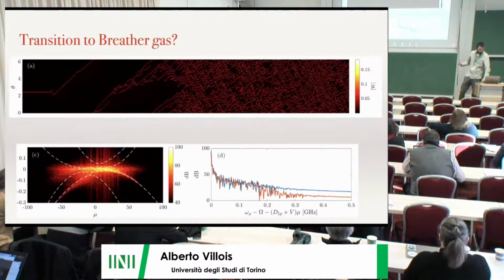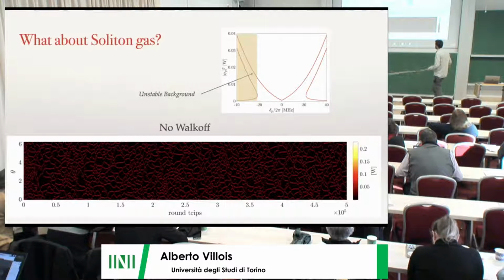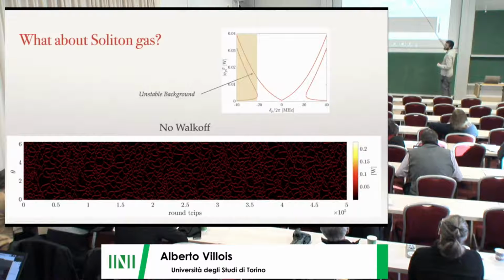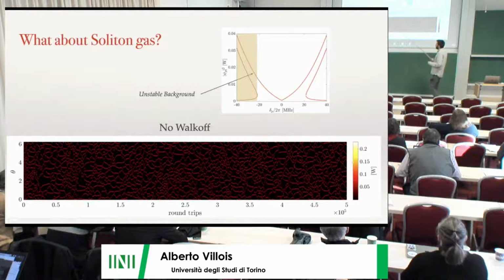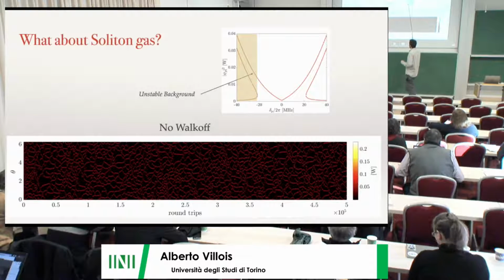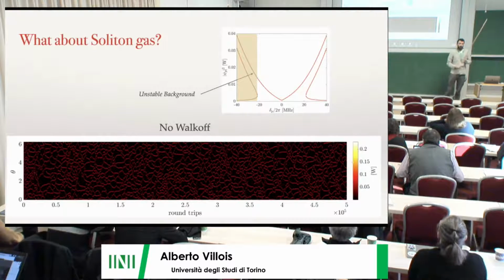So what I've done, I thought, okay, well, let's remove walk-off, and let's sit on the top of this other homogeneous solution, which is unstable. So the system is going to fall somewhere. Eventually, sometimes it falls into a soliton solution, sometimes it falls into something else. And for example, in this case, for the same parameters of the simulation I showed you before, I see a slightly different configuration.